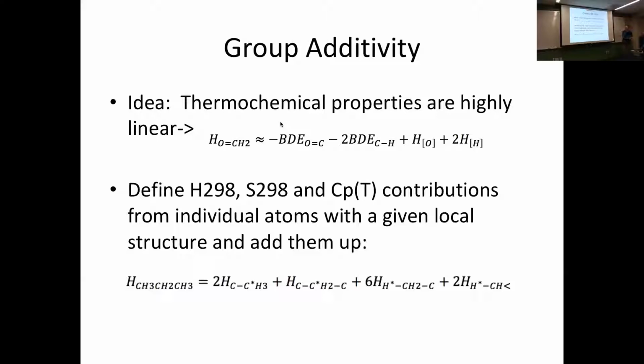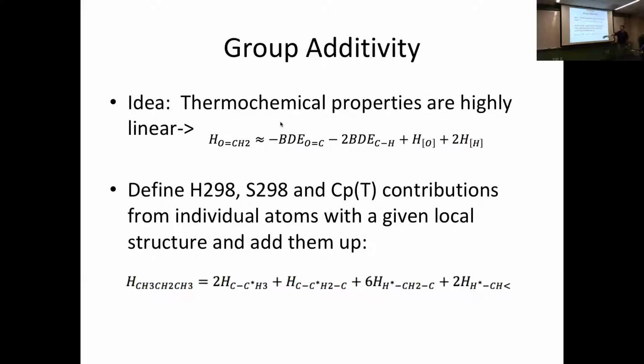So group additivity, which is essentially based on the idea that thermochemical properties are highly linear. One way to look at this is that you can deconstruct a molecule in terms of the bond dissociation energies of all the bonds, the sum of all of those, and the sum of the energies of the individual atoms separated. And this is natural within the chemistry. And so for group additivity, to simplify this principle and make it easier to work with computationally, what we do is we break these bond dissociation energies and associate half of them with the atoms that are attached to them.